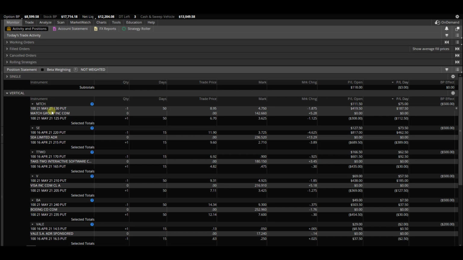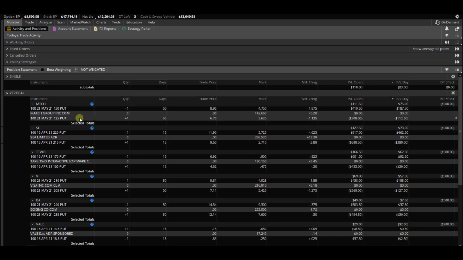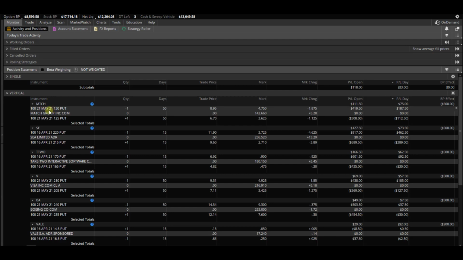But essentially, when you sell a put, you are insuring the stock price on that particular underlying security or stock, right? So when I sell this 130 put, I am agreeing to essentially buy the stock from someone at $130 a share. So somebody can put those shares to me for $130 anytime before expiration of this option contract, which happens to be the May 21st, 2021 contract.